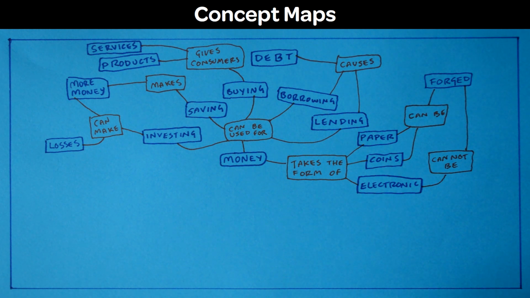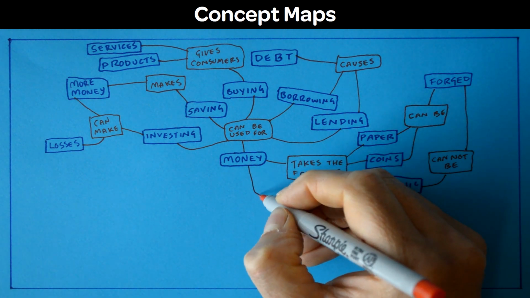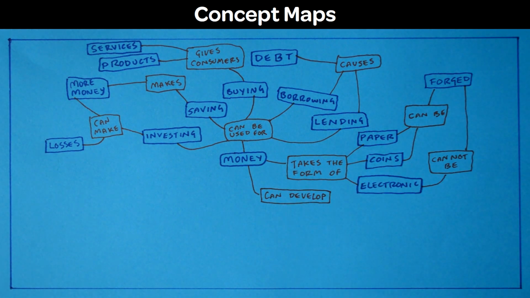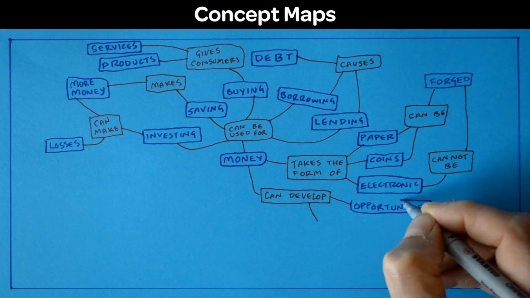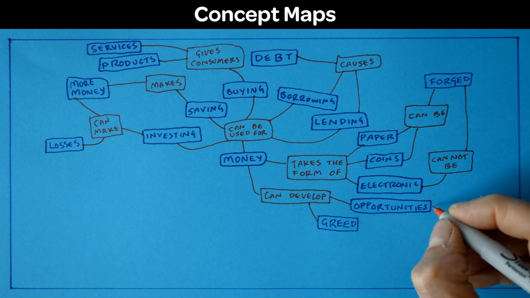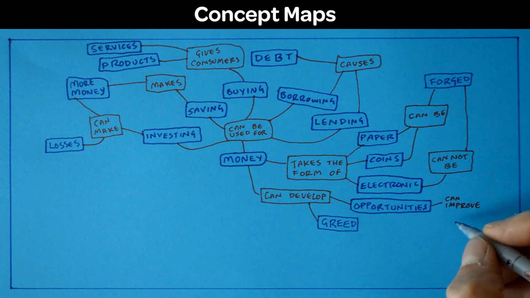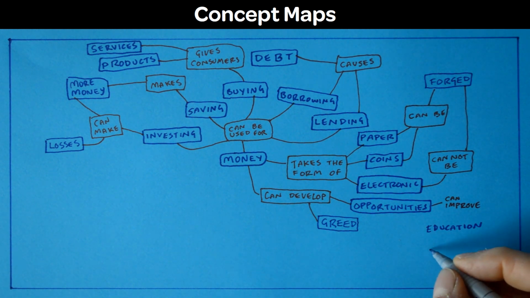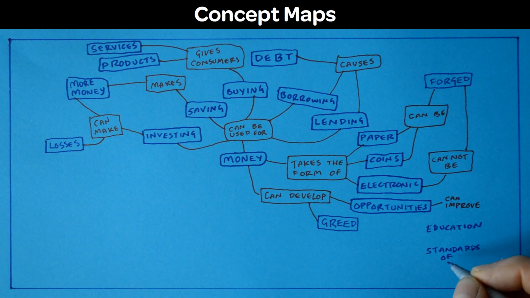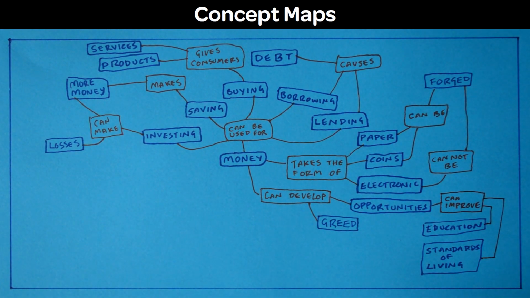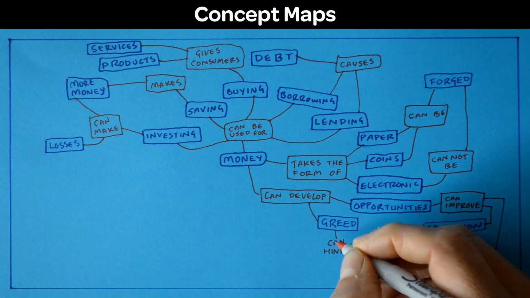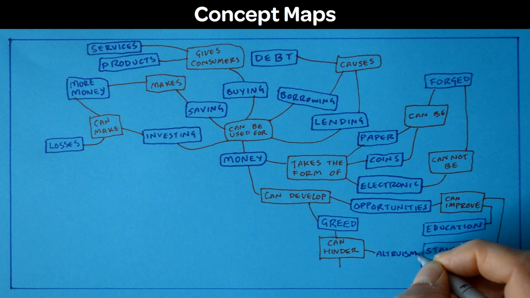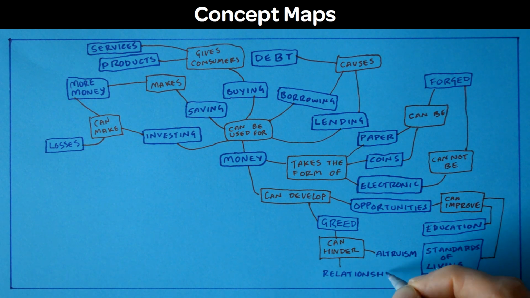Going back to money again, let's link it up with the phrase can develop, and then add some concepts that money can develop. I'll choose opportunities and greed. Let's assume that opportunities can improve things, and then add two things that can be improved with money: education and standards of living. Now let's assume greed is bad and can hinder things. Well, what can it hinder? I'll note down two things: altruism and relationships.